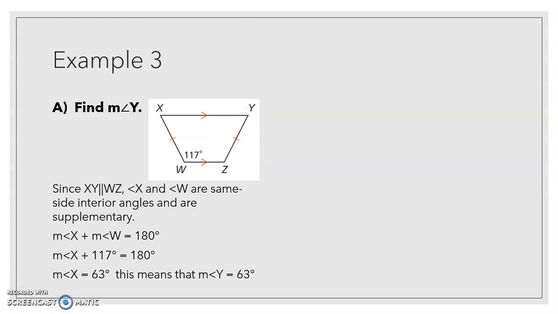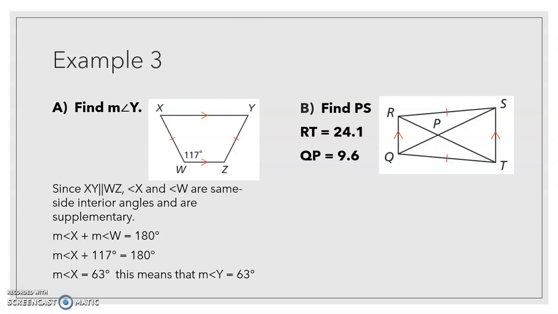So I think we need another example about trapezoids. So here it is. Part B of example 3 wants us to find the length of PS. And PS is right here. What we're given is that the length of RT is 24.1. They've given us that QP is 9.6. So pause this video and see if you can figure out what these two facts have to do with the length of PS, and see if you can actually find its length. Then come back here and I'll show you the answer.